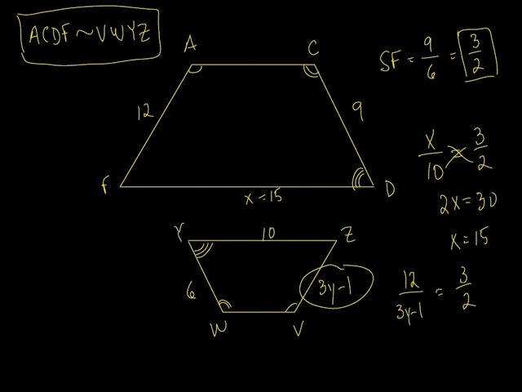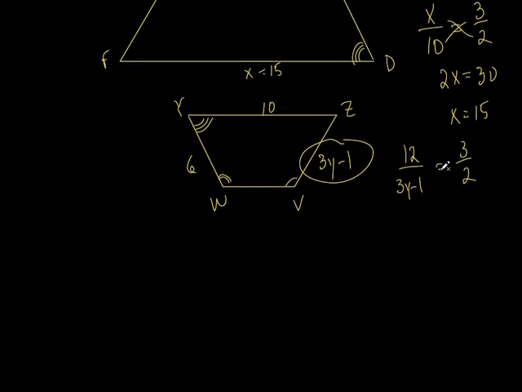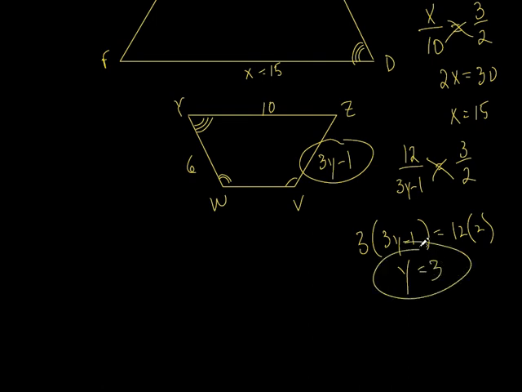And now I can cross multiply. Give me just a second to finish this up. Watch. I can cross multiply. So it's 3 times 3y minus 1 equals 12 times 2. I'll let you do the work on that, and then y is equal to 3. I'll let you do the work, okay? So y is equal to 3. And that's basically the kind of stuff that you're going to do in here.